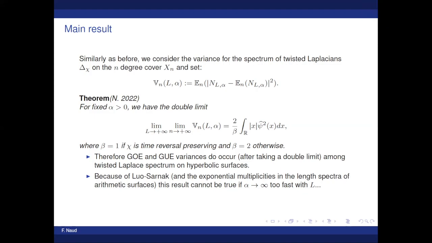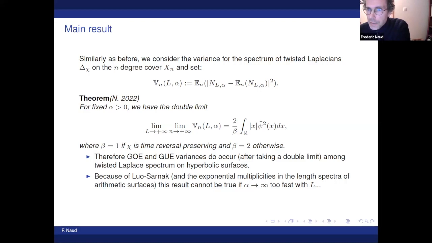You're saying that at low frequency, you see this GOE or GUE statistics in a fixed energy interval. But if it's an arithmetic surface, then at high frequency, even after averaging, we expect to see Poisson. I mean, what I'm saying is that this result cannot hold at high frequency, because we do have some results. If you start with an arithmetic surface, all the random covers will also be arithmetic. And we know that for those at high energy, the variance is Poissonian.